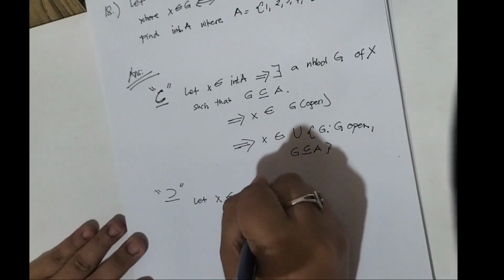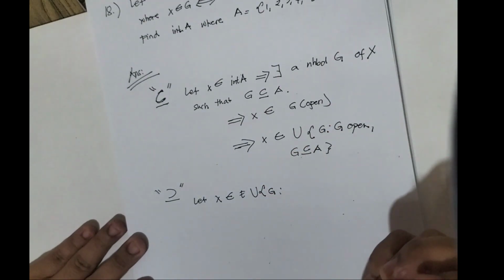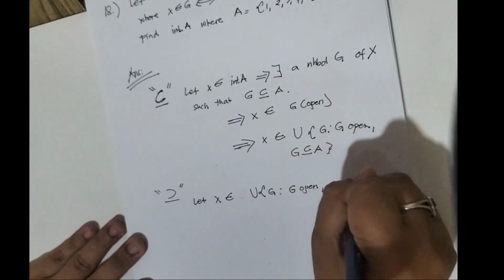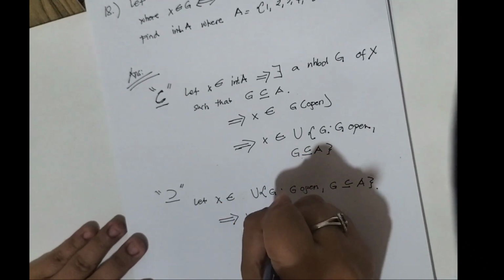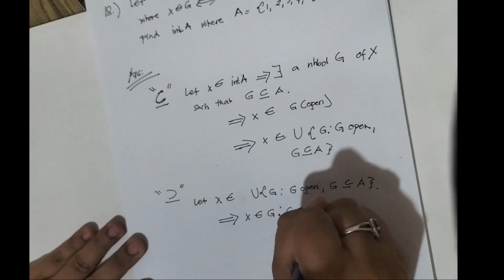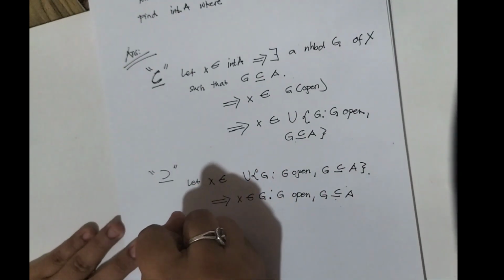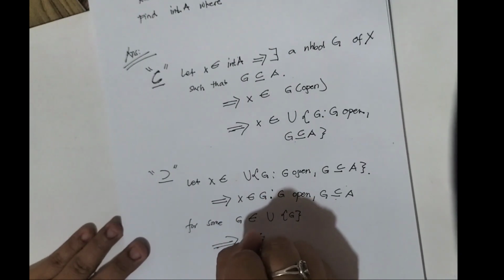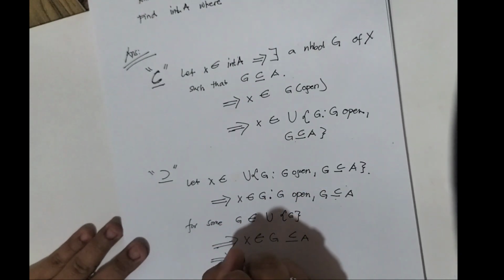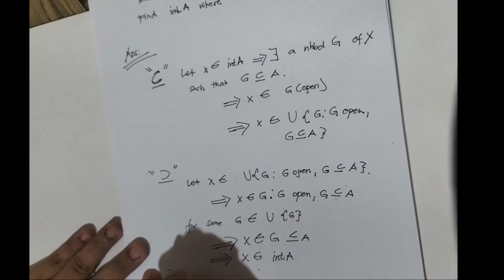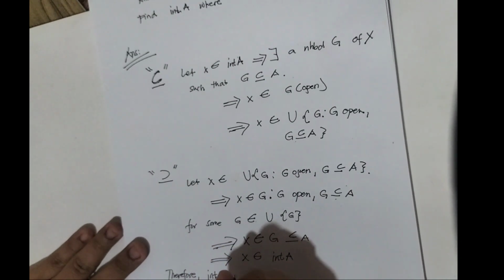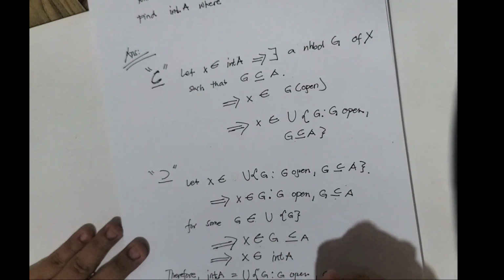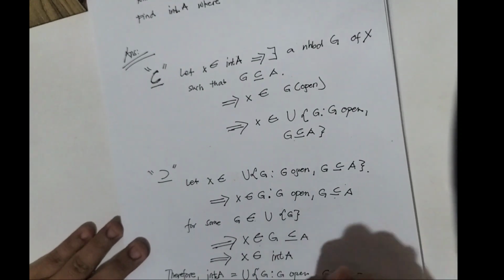In the reverse direction, let x be an element of the union of G such that G is open and G is a subset of A. Then x is an element of G such that G is open and G is a subset of A, for some G in the collection. So x is an element of G, G is a subset of A, and hence x is an element of int A. Therefore, int A is equal to the union of G such that G is open, and that's all.